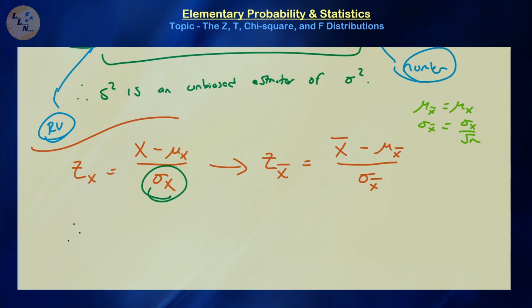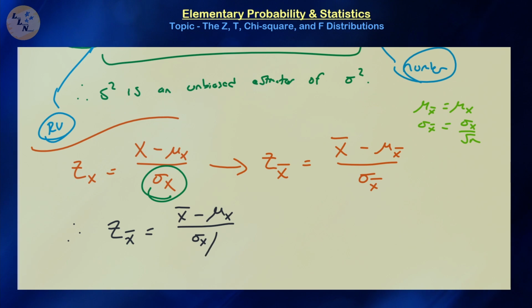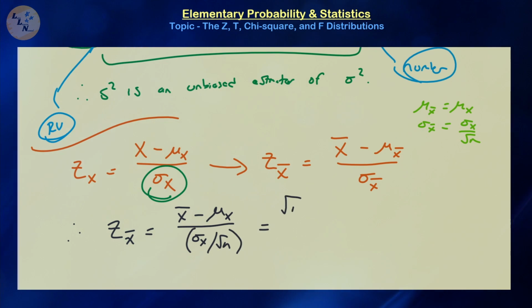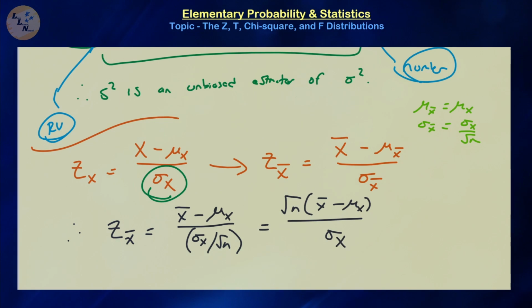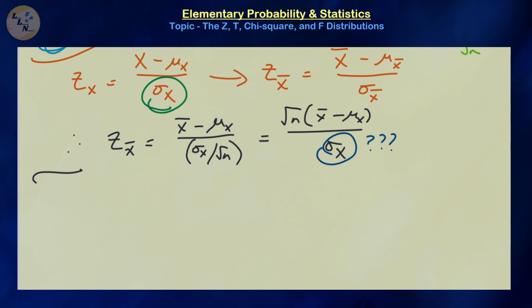So that means the z-score for the sample mean is actually just going to be equal to x bar minus mu x divided by sigma x divided by the square root of m, which some people would sometimes prefer to write as just the square root of n times x bar minus mu x, all divided by sigma x. Now again, what if we do not know what sigma x is equal to? Well, if sigma x squared can be approximated with s squared, maybe we can just approximate sigma x with the sample standard deviation. So we're going to define a new random variable.